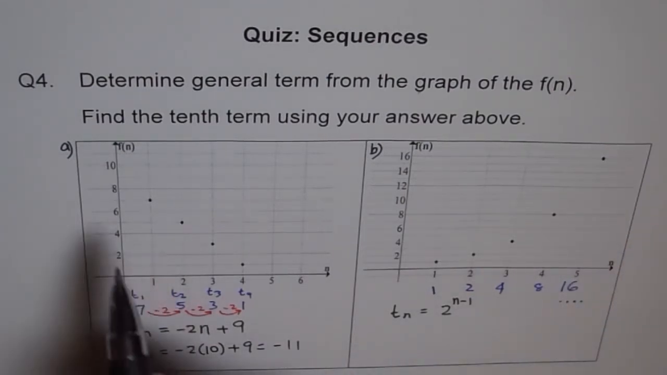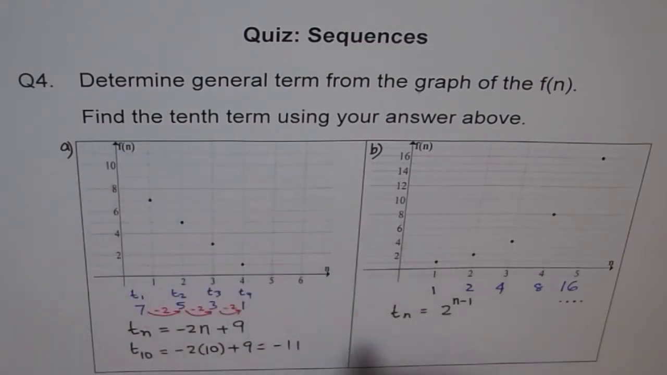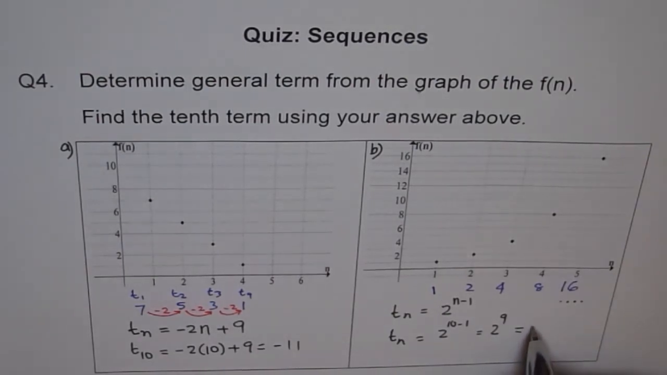Now, part B is to find the 10th term. So T10 will be 2 to the power of 10 minus 1, which is 2 to the power of 9. Do you remember what 2 to the power of 10 is? 2 to the power of 10 is 1024, as in kilobytes. And minus 1 in the exponent means divide by 2. So it's 1024 divided by 2. You can always use a calculator, but I will do it by hand: 10 divided by 2 is 5, 2 divided by 2 is 1, and 4 divided by 2 is 2. 512 is your answer.